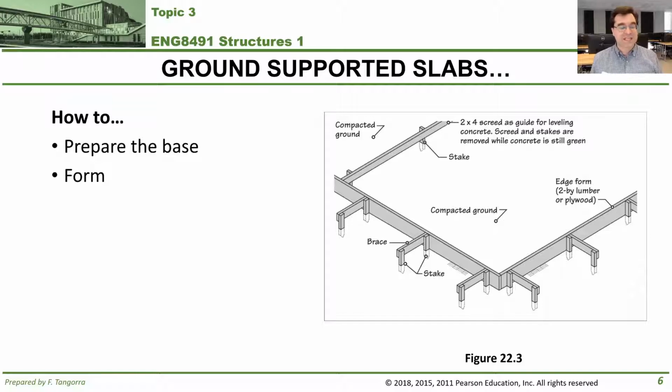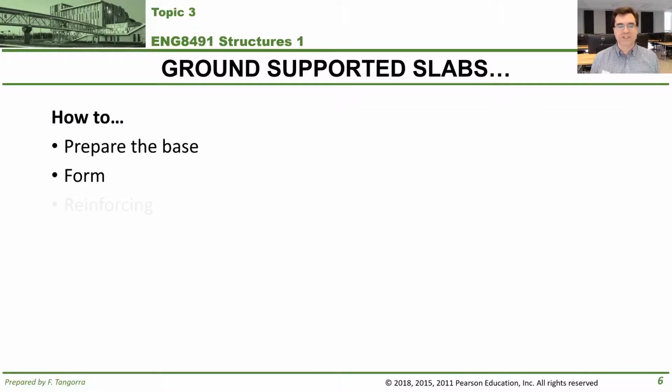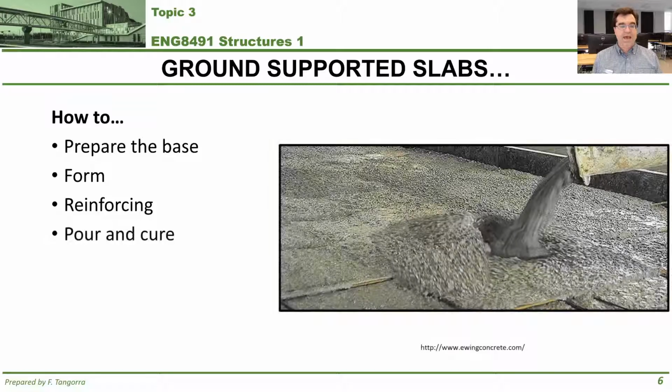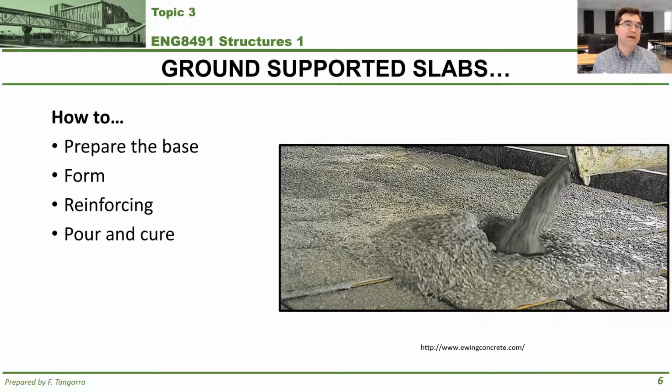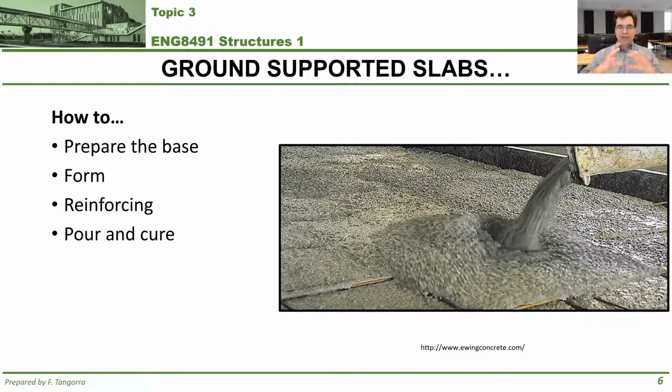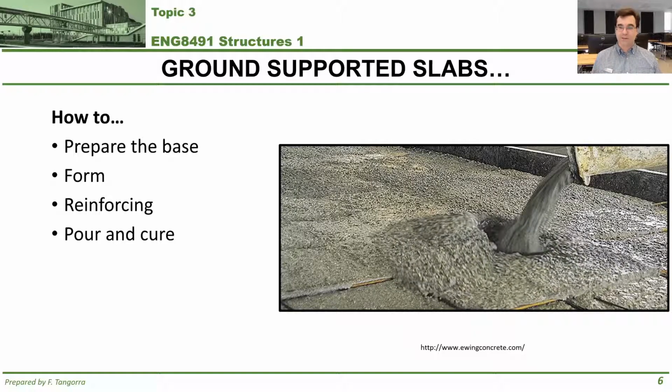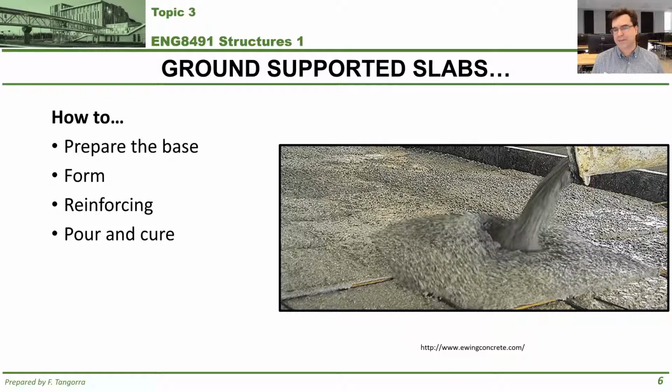Forms. Because, as you know, concrete is shapeless, you need to form that slab to give it a shape. Kind of like you see here. I took this figure directly from your textbook, as you can see referenced. Then you have to reinforce it, right? With parallel and perpendicular reinforcing. It's basically a hashtag type pattern. And finally, you pour the concrete and then you cure it. That is, you let it sit under appropriate conditions so that it hardens and it gains strength. That's how you do a ground supported slab.